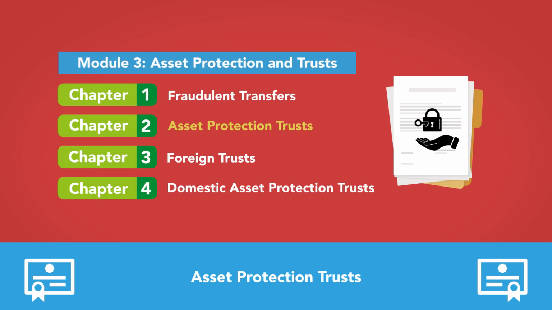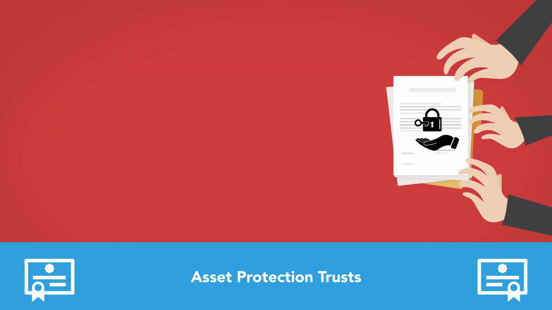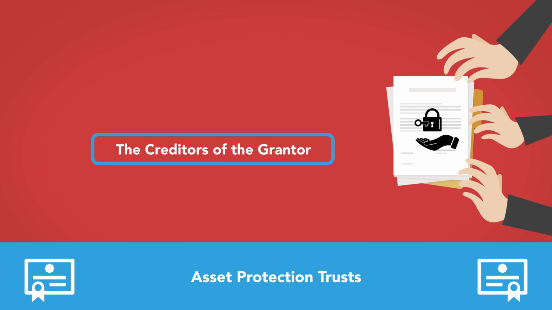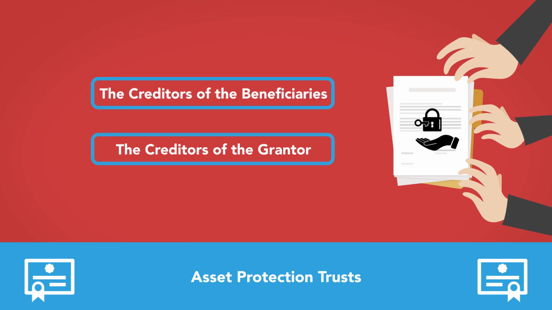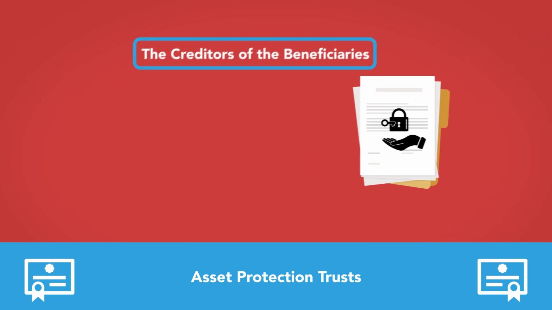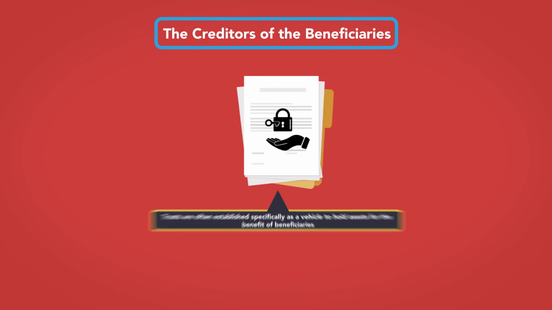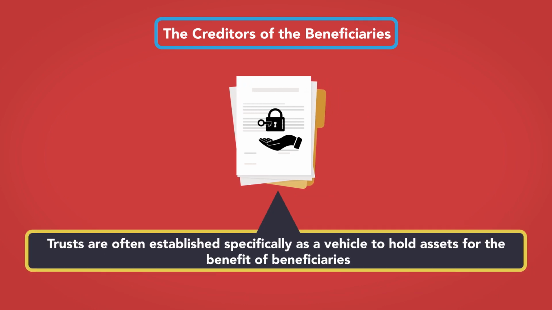Assuming a gift to a trust is not a fraudulent conveyance, gifting assets to most trusts should protect those assets from potential creditors. There are two sets of creditors at issue here: the creditors of the grantor and the creditors of the beneficiaries. Let's start with the creditors of the beneficiaries. Trusts are often established specifically as a vehicle to hold assets for the benefit of beneficiaries who, because of youth and inexperience, poor judgment, or other risk factors, cannot be given that money outright.